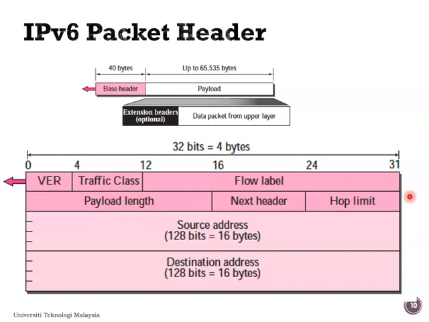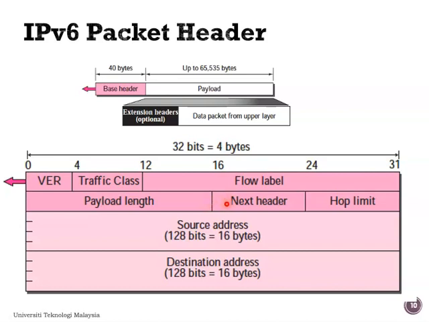So it defines the length of the IP datagram excluding the base header. So only the data, excluding the base header, which is 40 bytes. And the next one is the next header. Next header is an 8-bit field. It defines the header that follows this base header. So I repeat, it defines the header that follows this base header in the datagram.